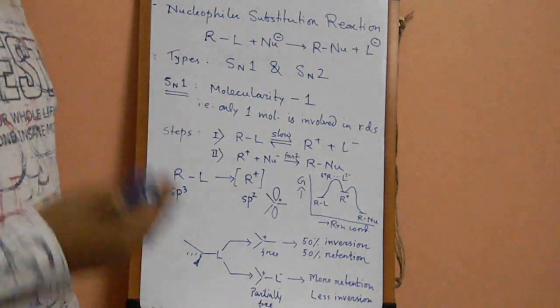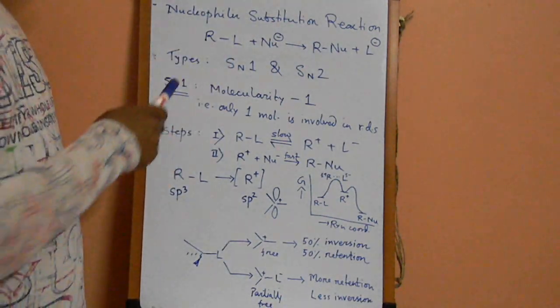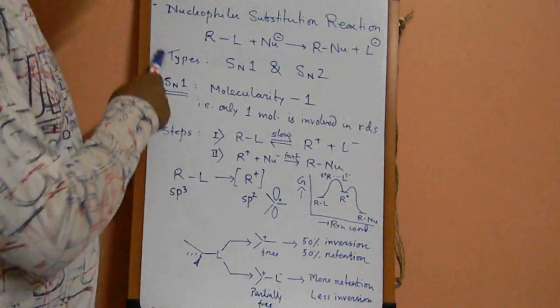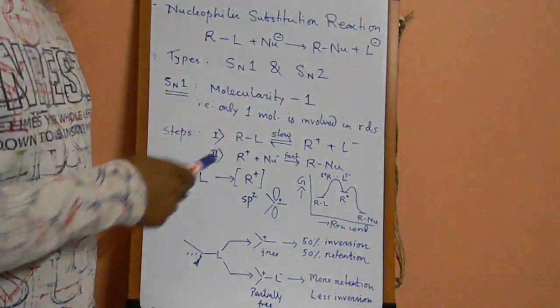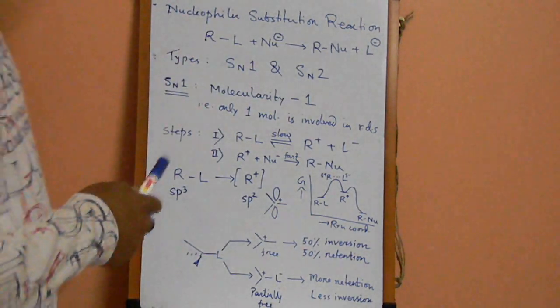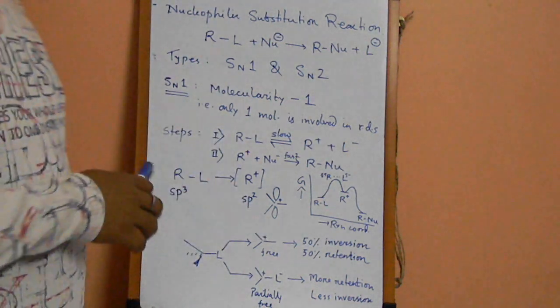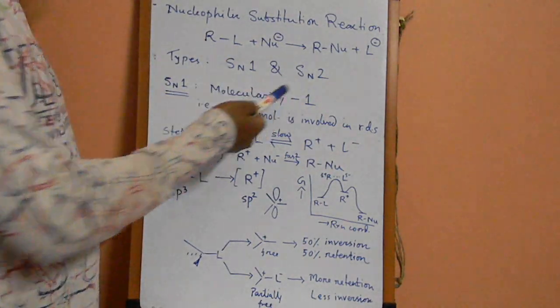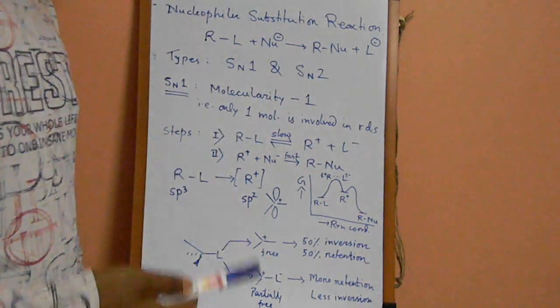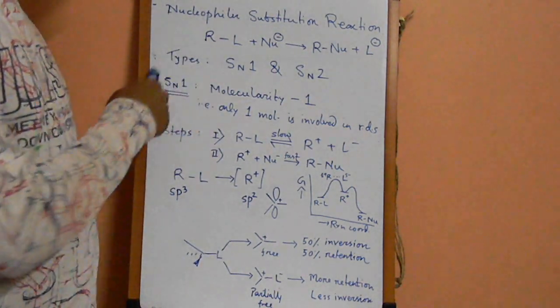Now, considering the mechanistic detail of this nucleophilic substitution reaction, we have two major types of reaction, that is SN1 and SN2. This you have already studied. So here just have a look at the characteristics of the SN1 reaction. We will first deal with the SN1 reaction, then go to the SN2 and make a comparative study. So let's start.